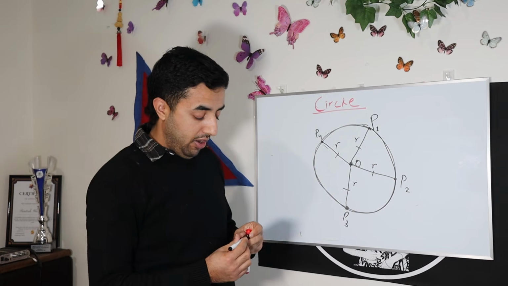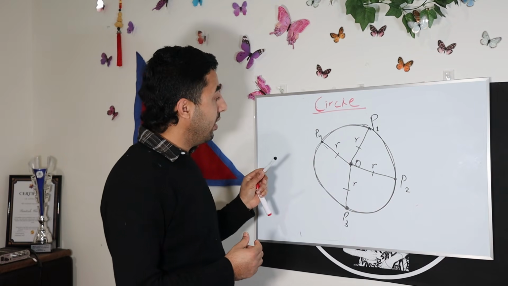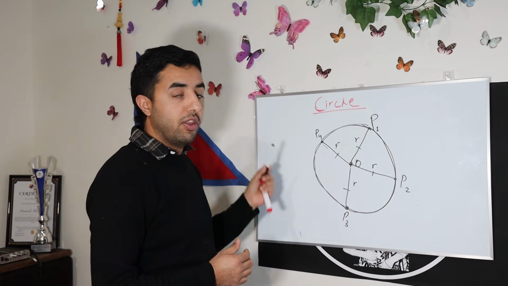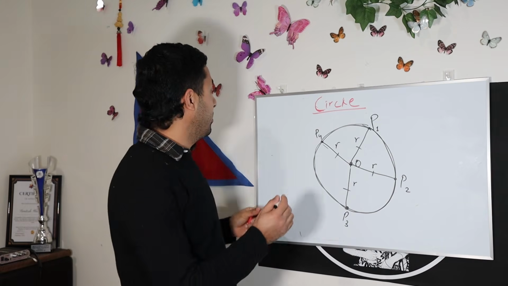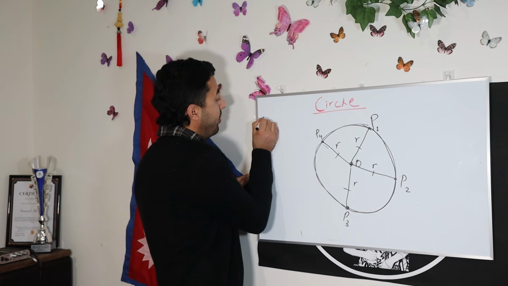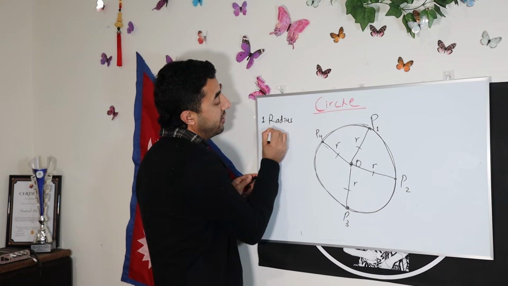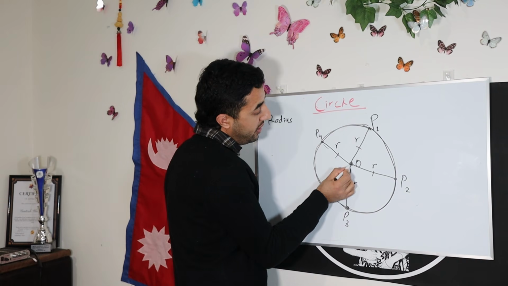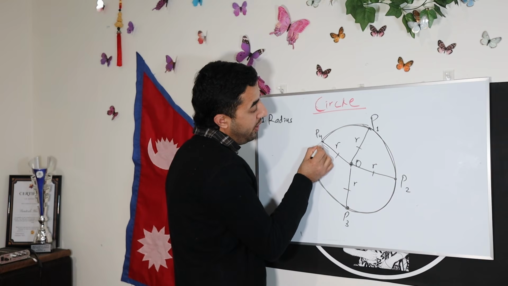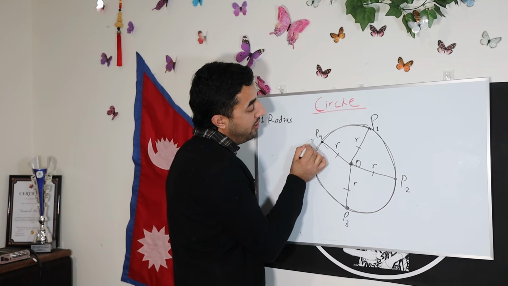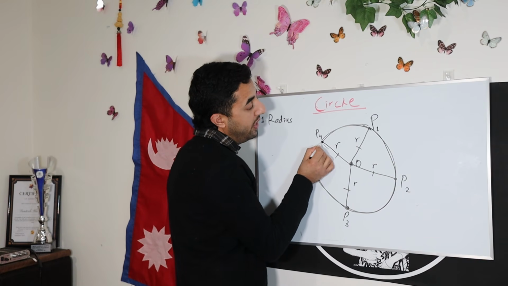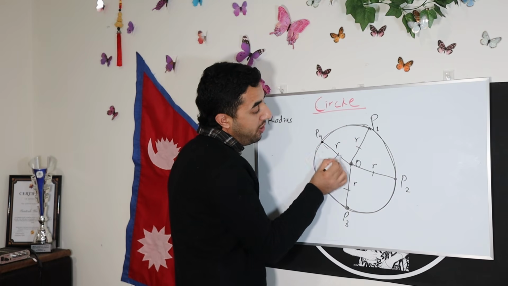So let's learn something more about this circle, and lots of terms we're gonna use in this chapter. So we already knew about the radius. I already explained what is radius. This distance from the center of circle to any point on the path. Any point on the path.